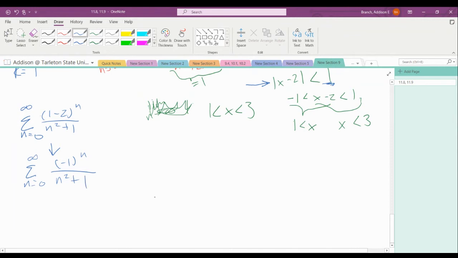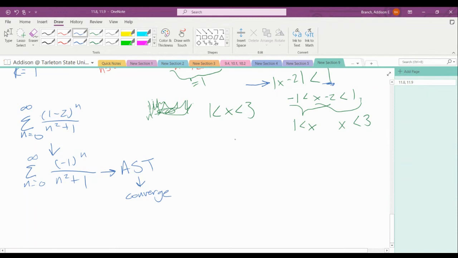Looking at this one, we can do the alternating series test. If we just look at it, we have a constant on top and n squared in the denominator, so the limit will go to 0. We can also see that it should be decreasing. Therefore, it will converge through our alternating series test.